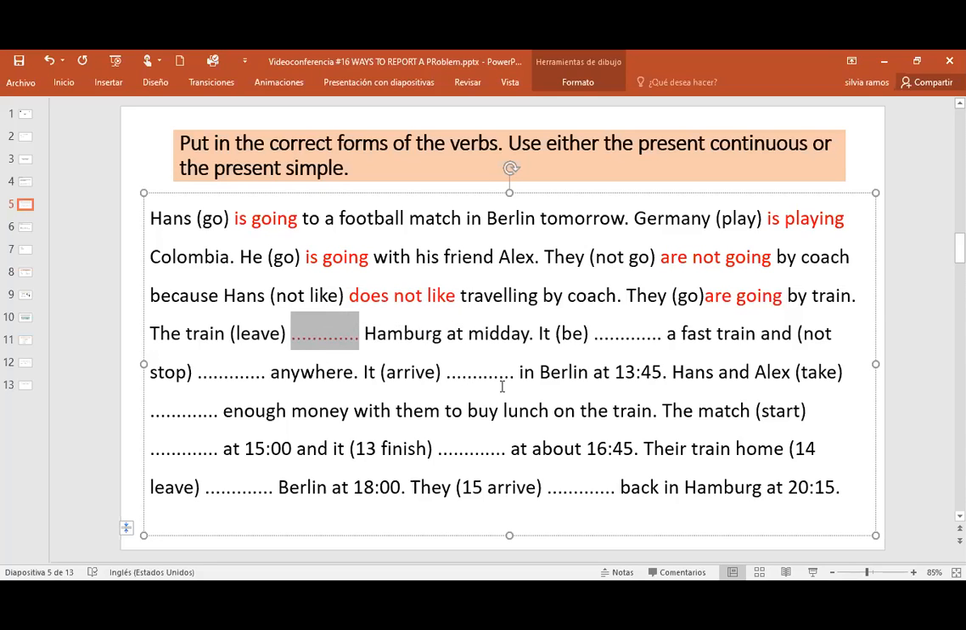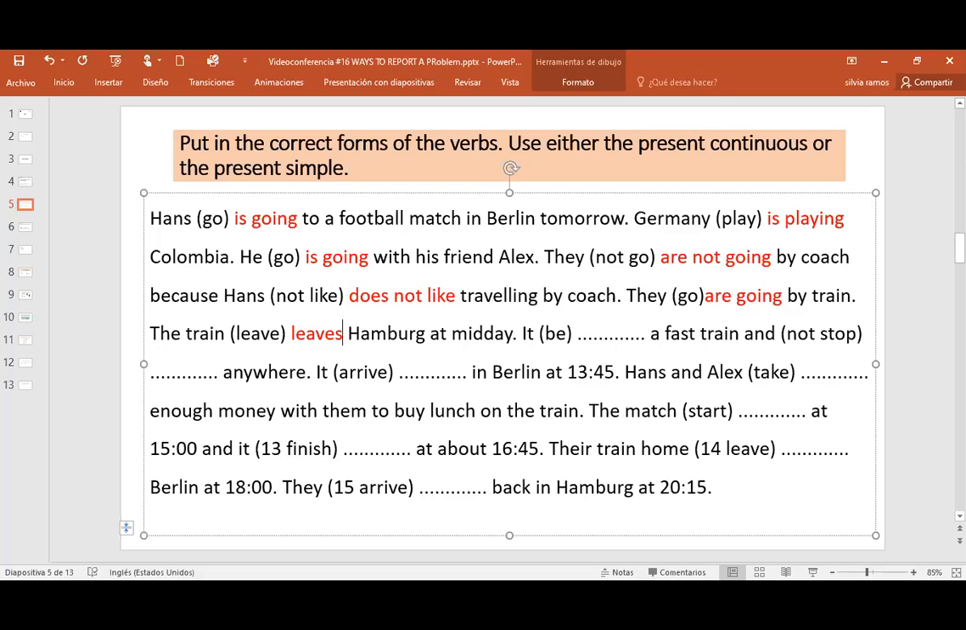Is it present simple or present progressive? That's the first thing. Present simple. So the answer is? Leaves. The train leaves Hamburg at midday. It is something that happens every day.